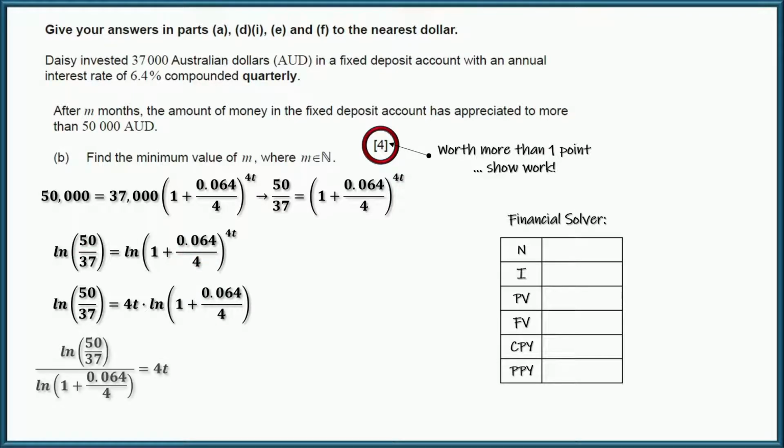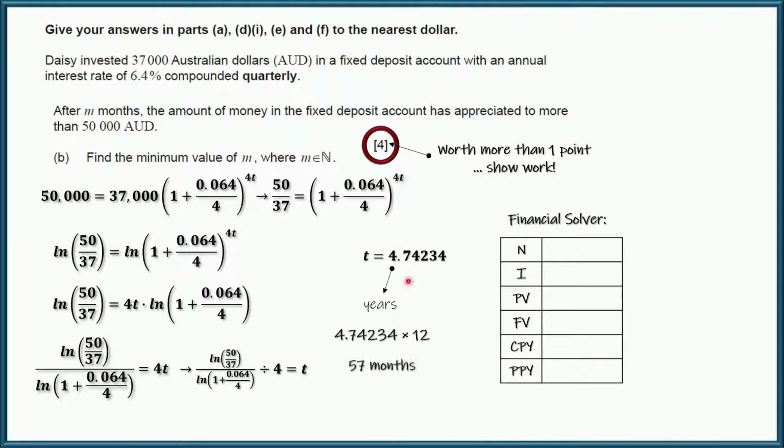And we're going to divide, right? It's kind of ugly looking on paper, but it's actually pretty easy. So you're going to figure out what this number is, then divide that number by 4. It's harder to write than it is to do. And what you're going to find out is that t equals 4.74234 years, because this is time in years. So you have to multiply that by 12 months and you get 57 months. All right, so that's kind of ugly, but it's really not that bad.